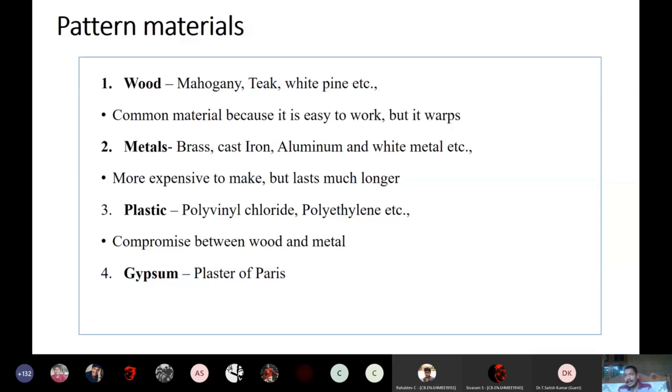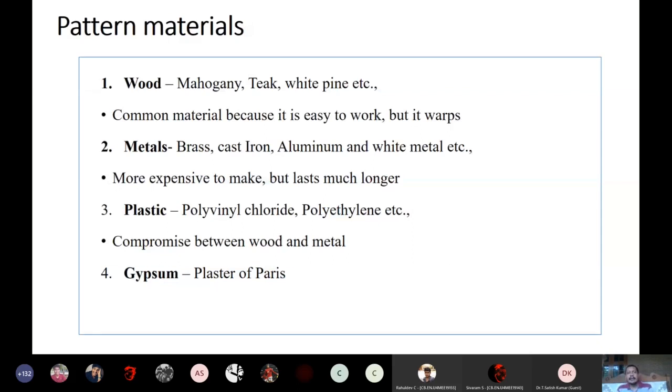But if you are going for a large or mass production system, then only metallic patterns will be feasible. The next one is plastic. For plastic material, you can use polyvinyl chloride or polyethylene, etc. That is a compromise between wood and metal. But shaping a plastic mold into the required condition is quite a tedious task. The next one is called gypsum, or we normally call it plaster of Paris. They are used for making plaster of Paris molds itself to make the products.